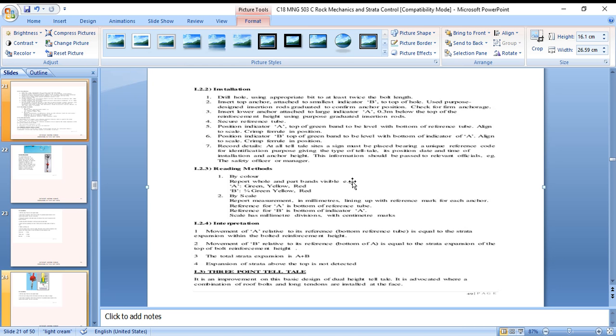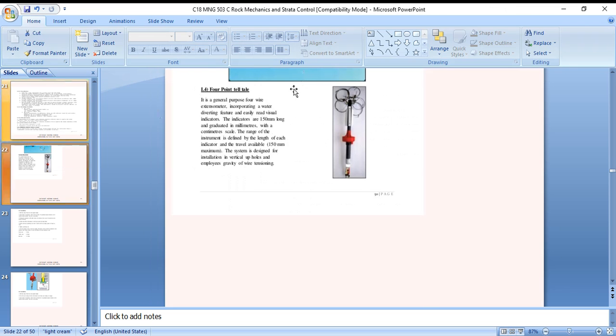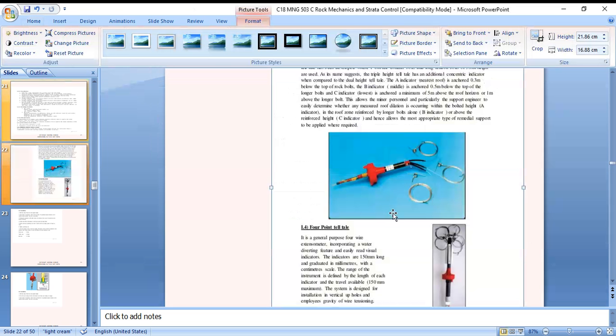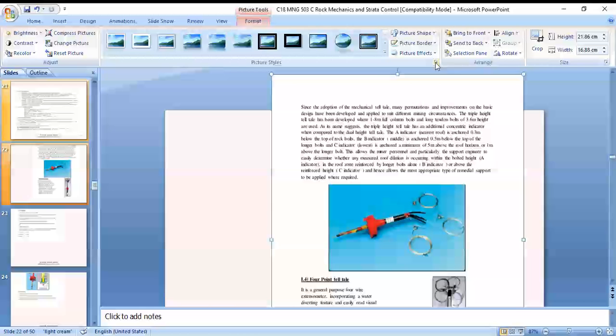The reading method is by color. Report whole and part of the band visible: A, the green, yellow, red. One by fourth green, yellow and red by scales. Report the measurement lined up with the reference mark for each anchor. So this is a very clear mention here with color.